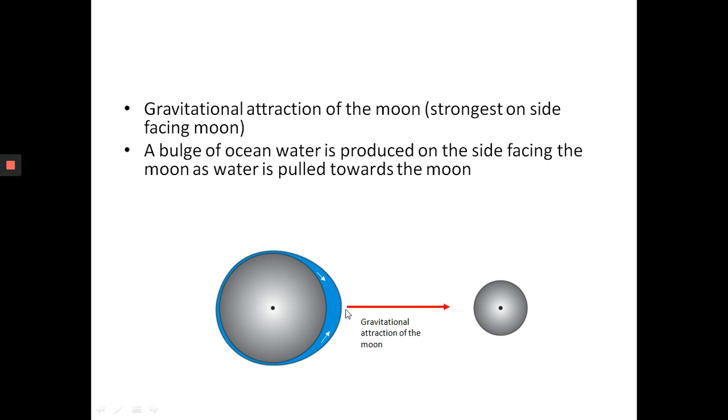A bulge of ocean water is produced on the side facing the moon as water is pulled towards the moon. And you get a high tide on the side, right? And a very thin layer of water on the other side. Remember, this view is from above. That is the axis of rotation of the Earth.